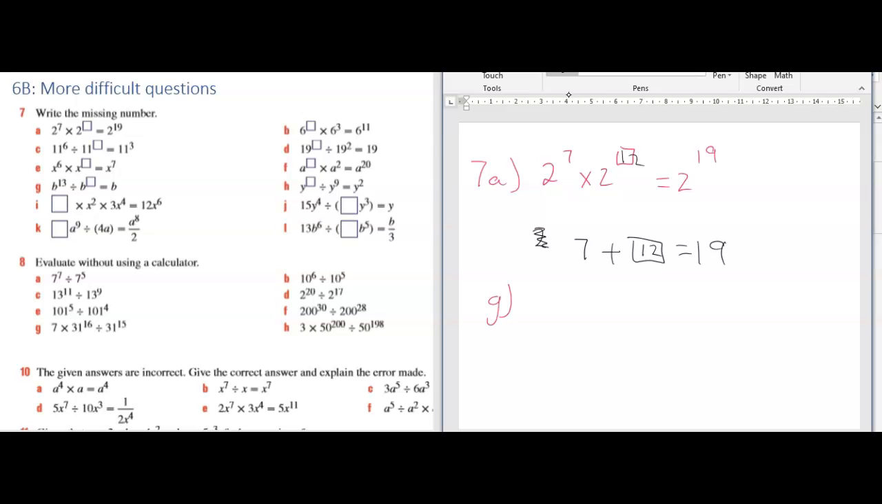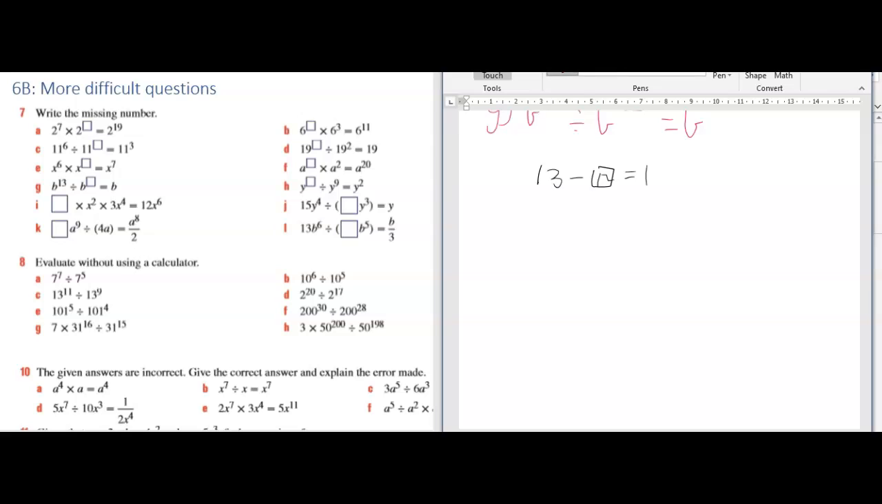All right, let's have a look at G. So I'm just choosing ones randomly. So b to the power of 13 divided by b to the power of something is equal to b. Now remember, when we're dividing, so this is the second index law, we subtract our powers. Now the bases are all the same. This base here doesn't have a power, so it's just the number 1. Okay, so 13 minus something is equal to 1. So what do we subtract? It's going to be 12. 12 again, that's just coincidental. It's not always going to be 12. Okay, let's scroll up. Let's do another question.